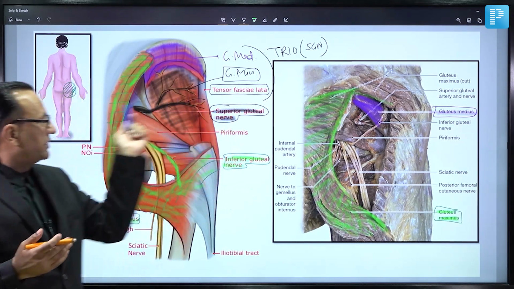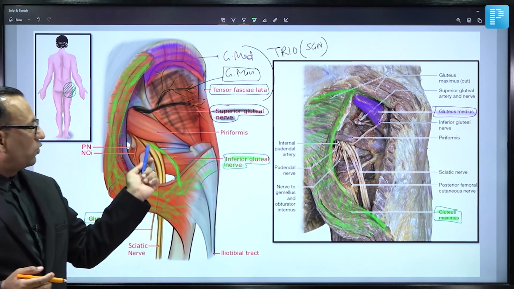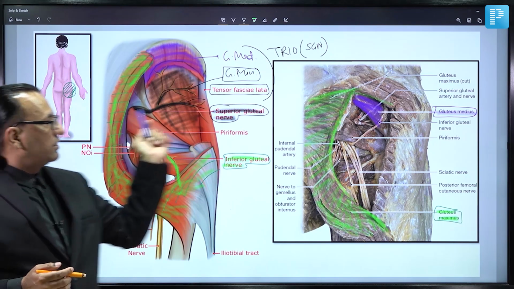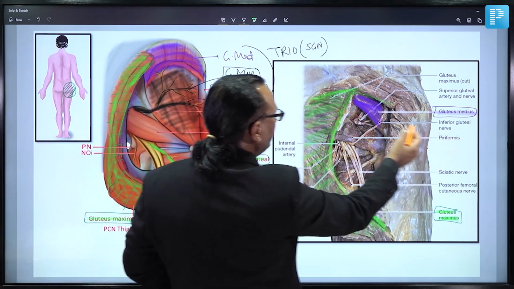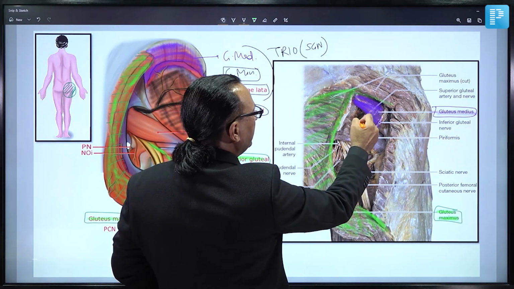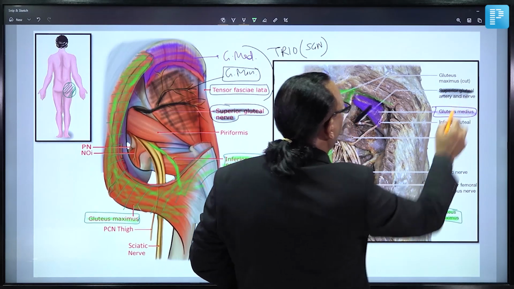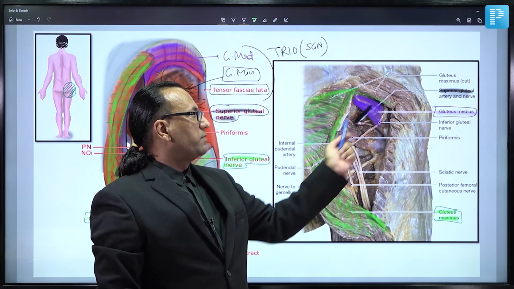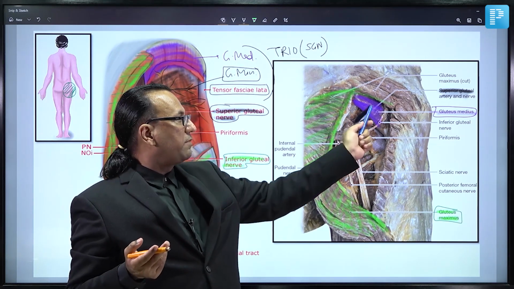The inferior gluteal nerve passes inferior to the piriformis. It was supplying the gluteus maximus there. So can you show the superior gluteal nerve in this diagram? Yes, it is passing superior to the piriformis. Here is the superior gluteal nerve supplying the gluteus medius. And not only will it supply the gluteus medius, it will supply the trio muscles, the gluteus medius, gluteus minimus, and tensor fascia lata, for the abductor mechanism.